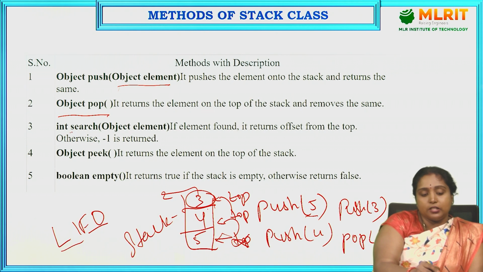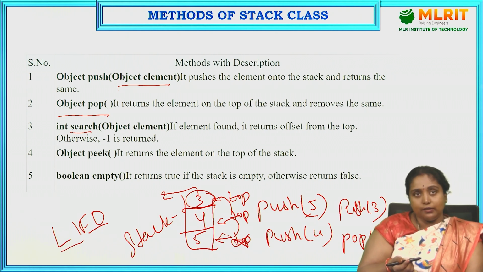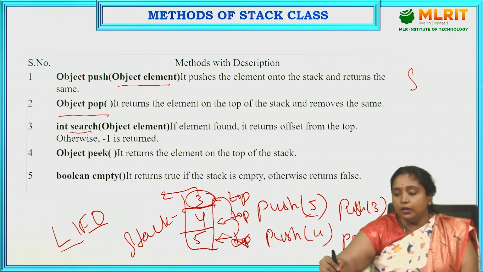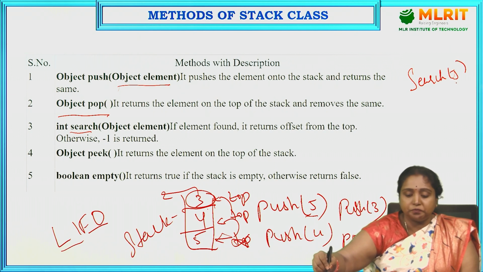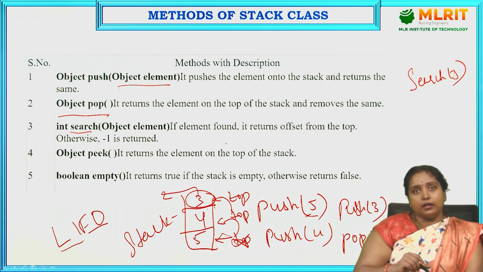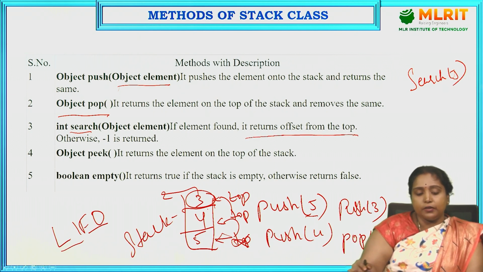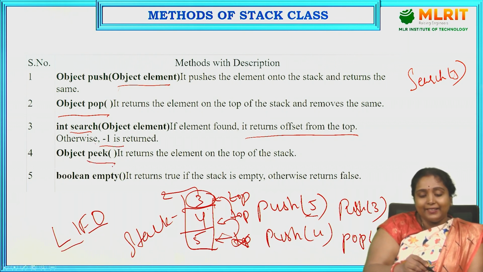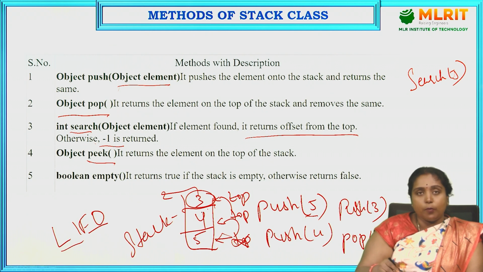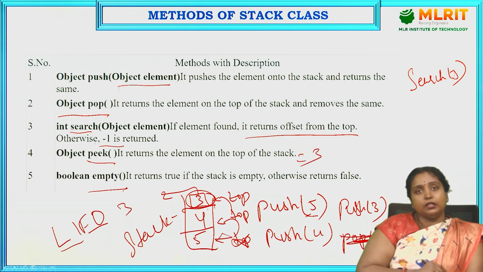And next, search. In order to search an element inside that stack, if I want to search for 5, it will check. It will return the offset from the top, and otherwise it will return the -1 value. Peek. Peek is nothing but what value is at the top of the stack. If I don't go with the pop, then what is at the top of the stack? The element at the top of the stack is 3, so it will return 3. And empty. Empty is a method which is used to check whether the particular stack is empty or not.